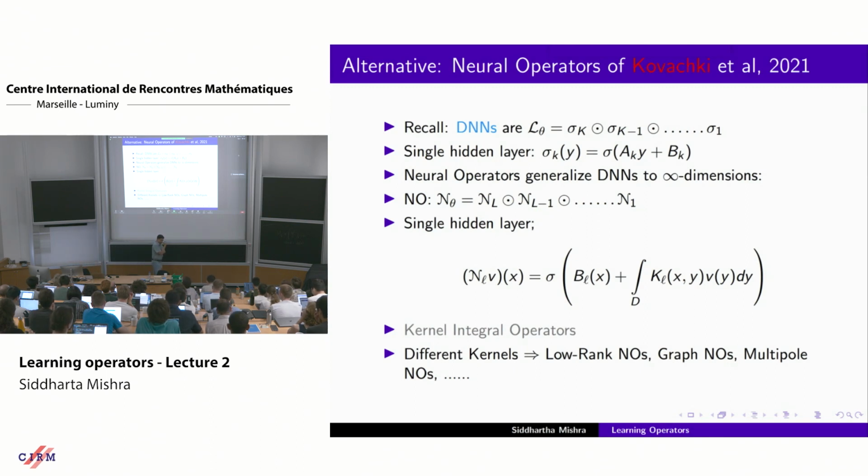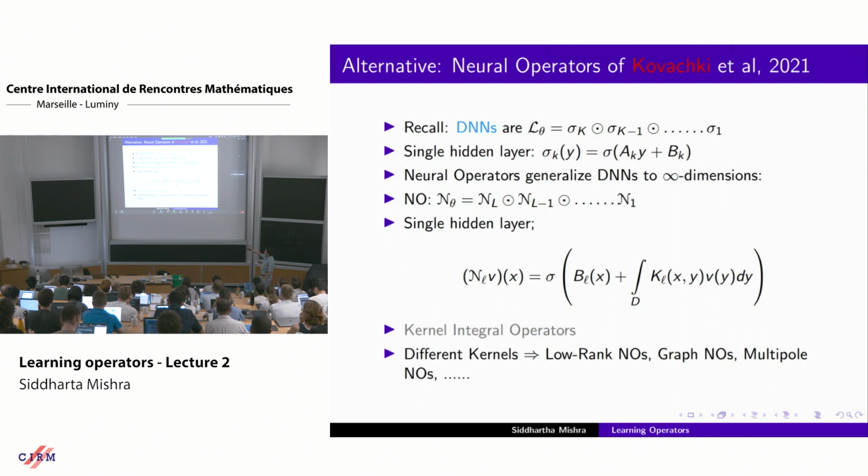Now, suppose we do this thought experiment. We can't do it on a computer, we have to discretize. But let's do this thought experiment that my input and output are going to be functions, and I can somehow compute with these functions without having to discretize them. So the idea behind what these people proposed is, let's generalize this to infinite dimensions. So what do you do? So what do I have to generalize?